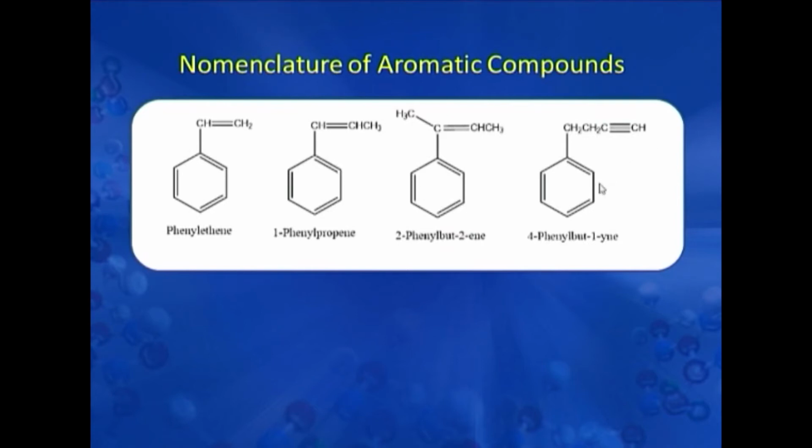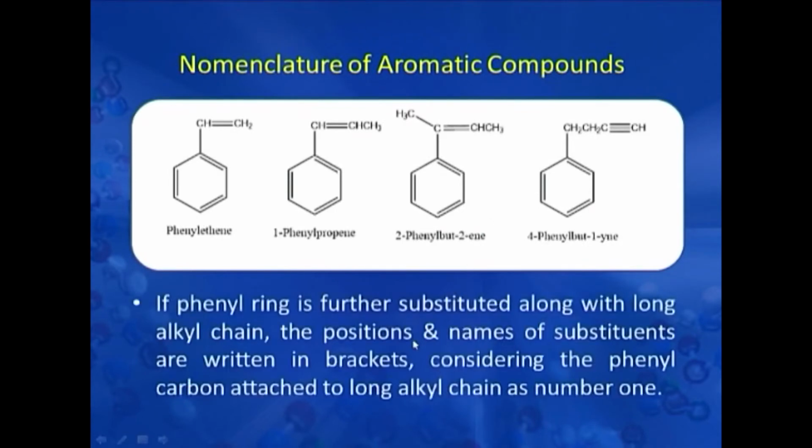So thus, if a long alkene chain is there, the numbering is done on the parent alkene chain, and the phenyl benzene ring is taken as a phenyl substituent. If the phenyl ring is further substituted along with a long alkene chain, then how should we name it? Here the position and names of the substituents of the phenyl ring are written in brackets, and phenyl is attached to the long alkyl chain. So where it is attached, that position we should write.